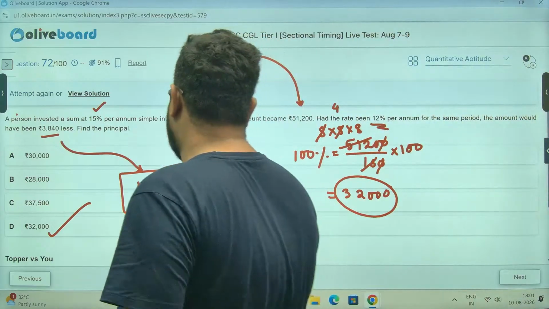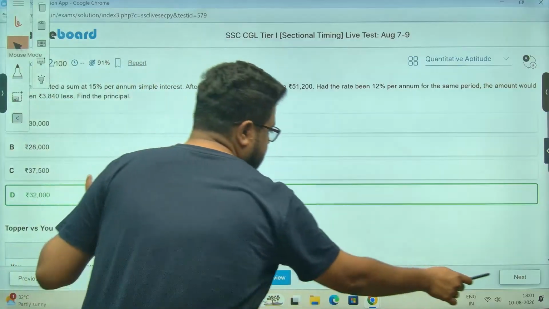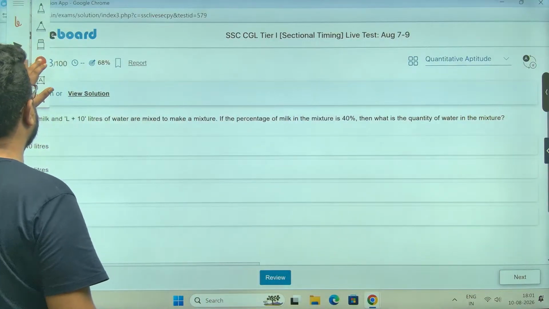You can also calculate from here. You will get the same answer, 32,000. You will get the same answer, sir.